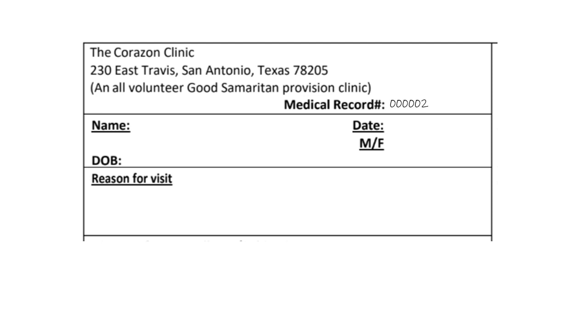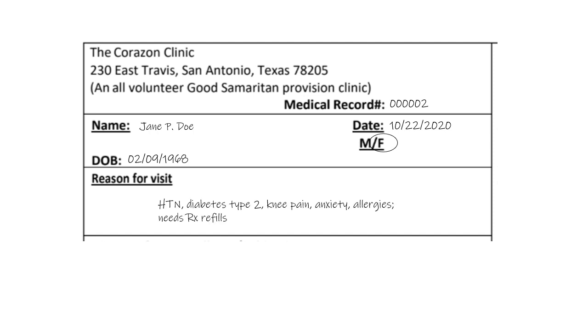We're going to make sure that the medical record number is recorded on there. And then we're also going to make sure that the patient's name is on there. In this case, we have Jane P. Doe coming in. We have today's date or the date of service. The patient's date of birth, please make sure that this is verified when you see the patient or call the patient back into the room. And then we also have their gender and then their reason for visit.